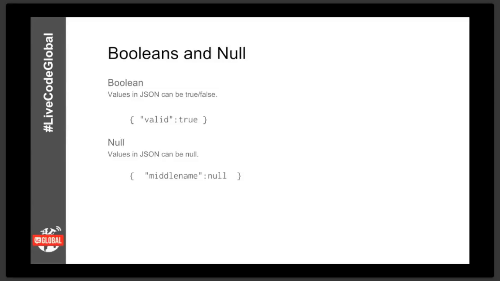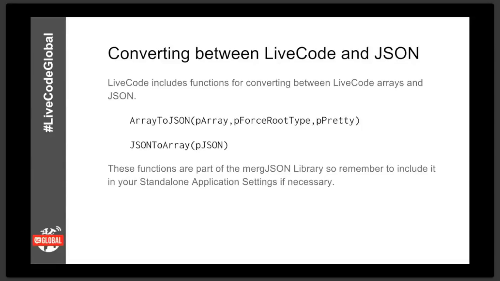So LiveCode includes two functions for converting between LiveCode arrays and JSON. So there's array to JSON, which takes a LiveCode array and converts it to a JSON string, and JSON to array, which takes a JSON string and converts it to an array. So the array to JSON function has a few parameters. So it's got the array, it's got the force root type, and it's got the pretty value. So the force root type parameter allows you to tell the conversion to force part of the JSON to be something other than the default. So you can force an array to be a JSON object, you can force a number to be a string. So that allows you to force the type that the automatic conversion chooses. And the pretty parameter tells the function that you want the output to be nicely formatted.